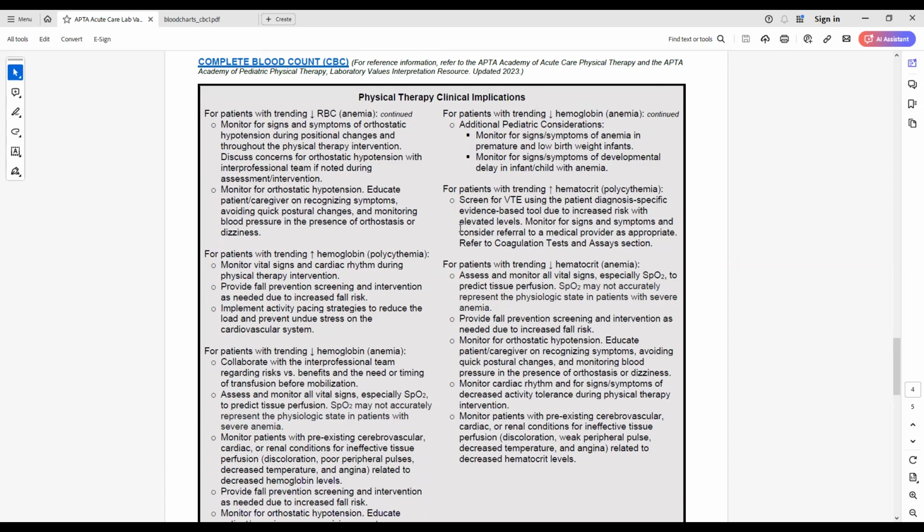For patients with trending increase in hematocrit, like in cases of polycythemia, screen for venous thromboembolism using the patient diagnosis specific evidence-based tool. Why? Due to increased risk with elevated levels. Monitor signs and symptoms and consider referral to a medical provider as appropriate. Refer to coagulation test and assay.